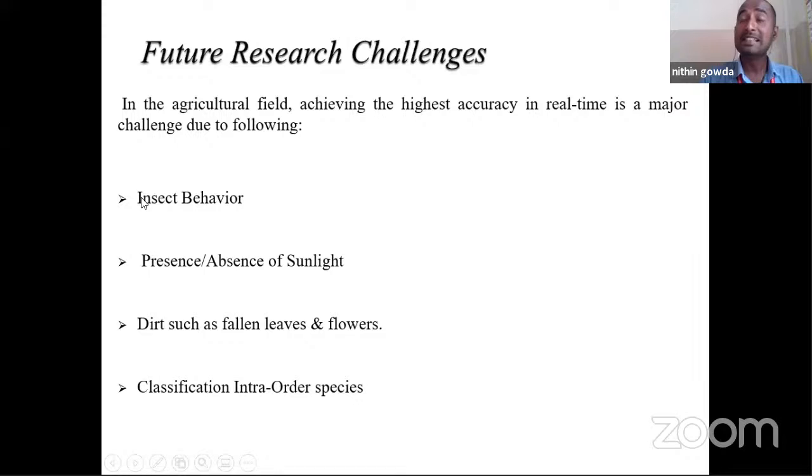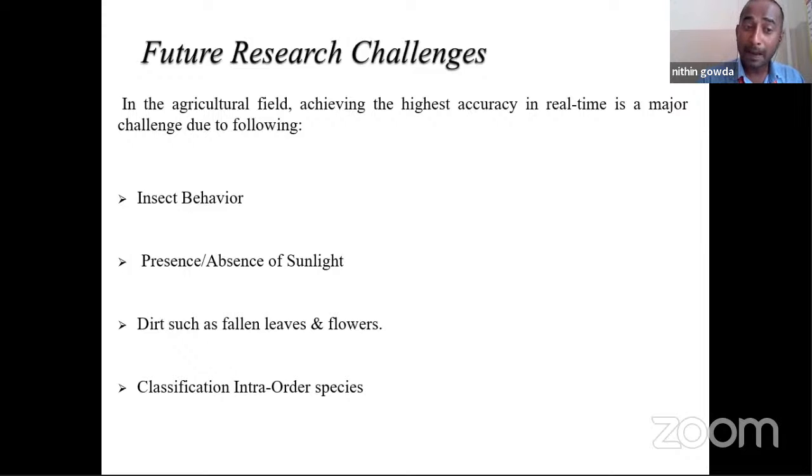The first one is insect behavior. I don't know how the insect is going to come to my device to be detected. Whether the insects will appear in front of my camera in the same manner as the images present on Google, I don't know. It's not a human being, right? The way we take selfies, insects will not come in front of the camera and ask us to capture and classify their image. I don't know how the insect is going to behave. That's one challenge for future research.